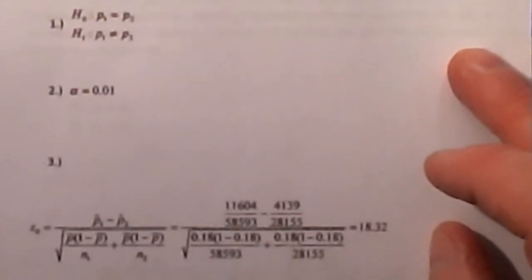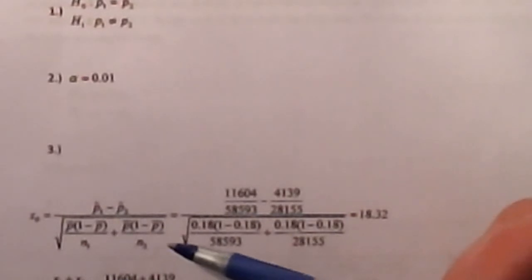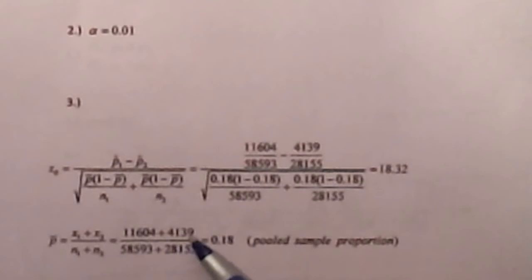Step number 3 now is to compute the test statistic value. And this is our test statistic formula here. Before we can actually crank out our test statistic, we have to compute what is called p-bar, which is a pooled sample proportion. And p-bar for this example is going to be the sum of the patients that survived cardiac arrest for the day, 11,604, added to the number of patients who survived cardiac arrest at nighttime, 4,139, divided by the sum of the sample sizes, 58,593 plus 28,155.